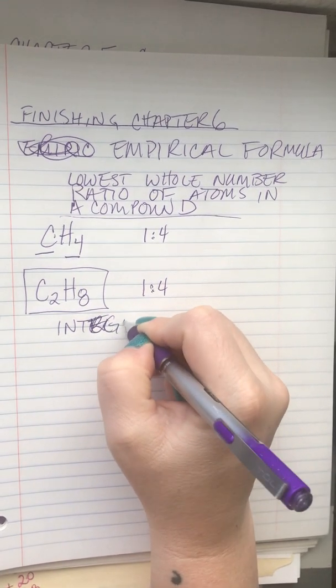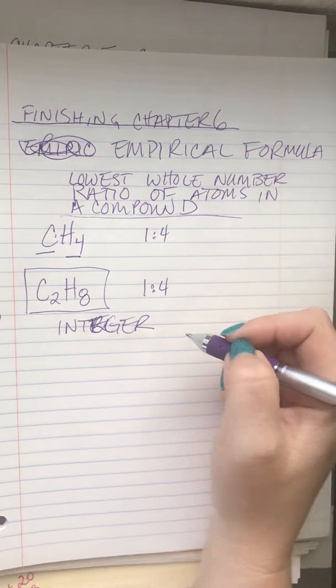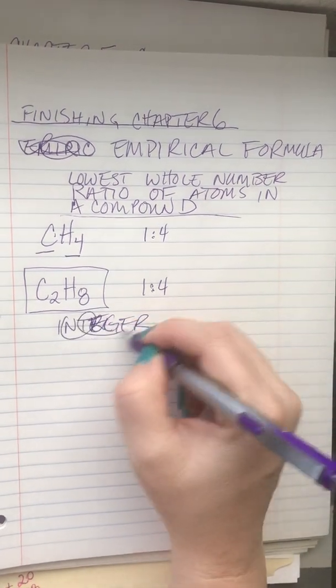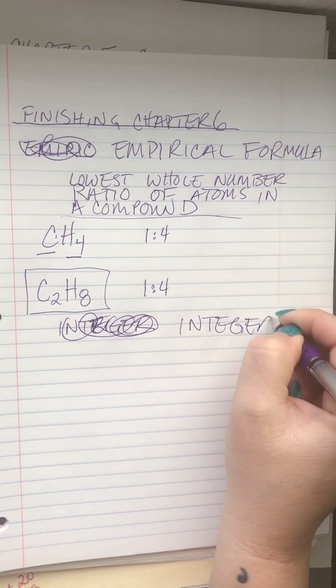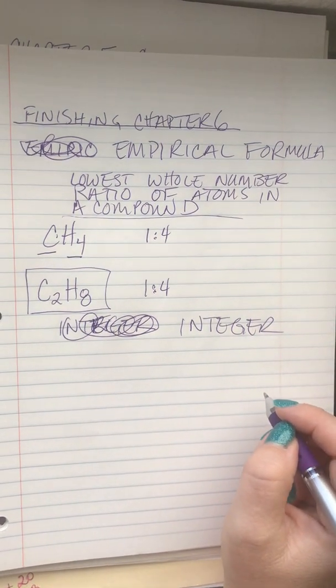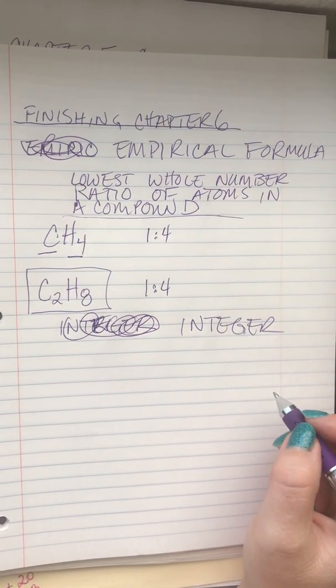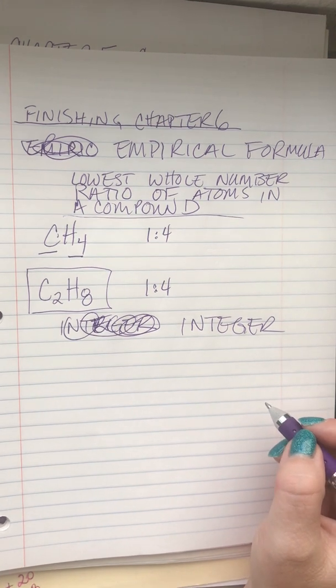integer? You guys, I have no idea how to spell that word. That's like one of the ones that kills me every time. I think that's right. Integer. Whatever. This is going to be on the internet for the rest of my life.